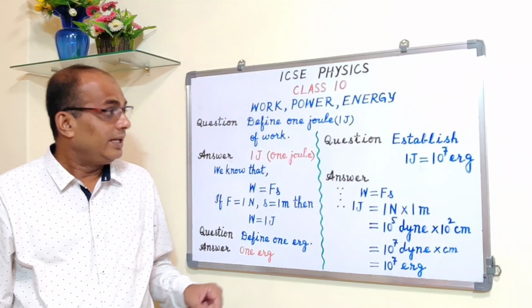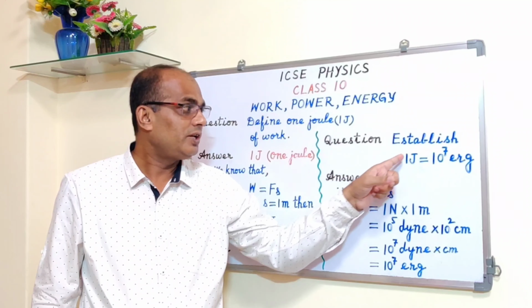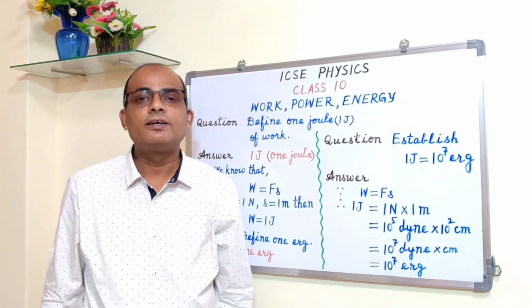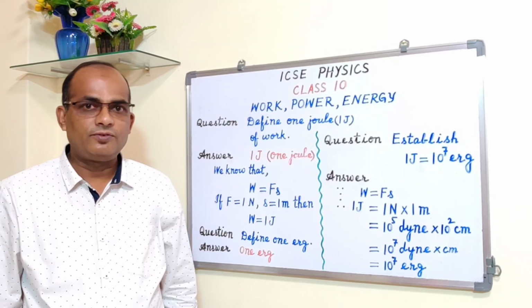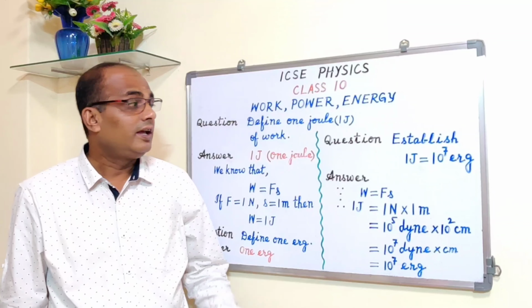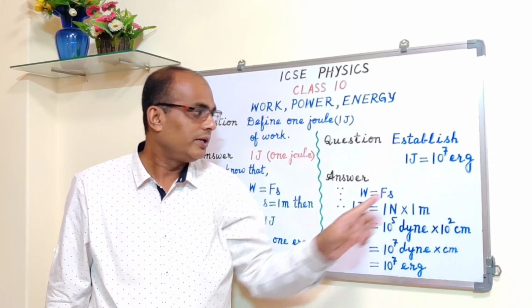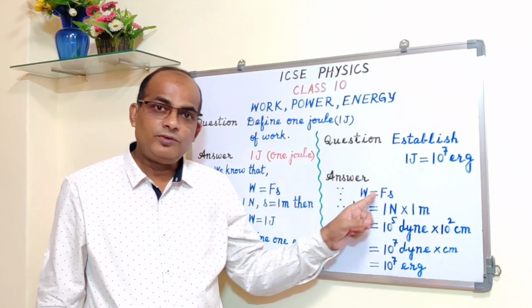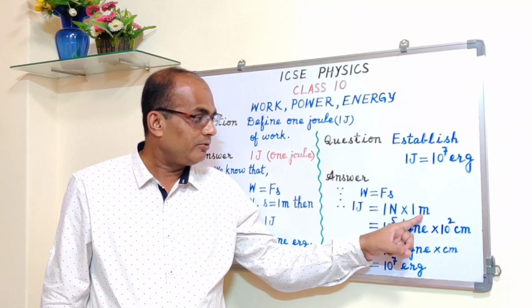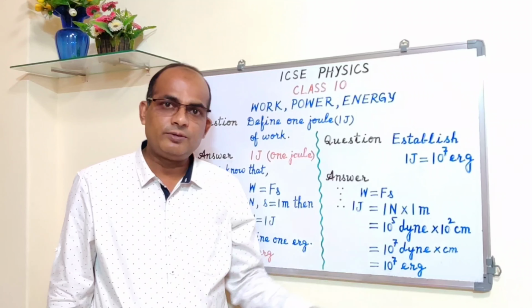Okay. The next question is establish the relation 1 joule is equal to 10 raised to the power 7 erg. This relation we have to derive, we have to establish. In other words, a relation between the SI unit of work and the CGS unit of work. Okay, answer. W is equal to Fs, we know. If we put F is equal to 1 Newton and S is equal to 1 meter, then we get W is equal to 1 joule. So 1 joule is equal to 1 Newton into 1 meter, right?